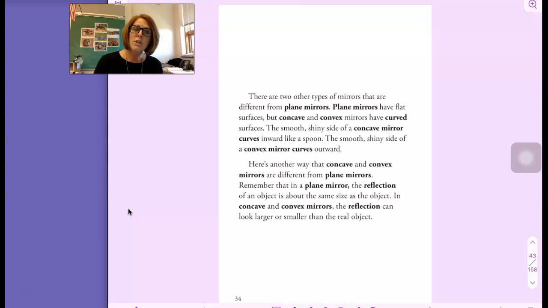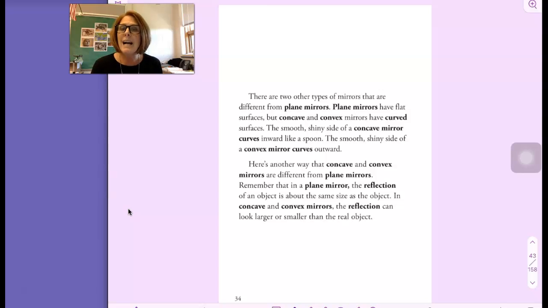All right, now on page 34 and 35, we're going to be listening again for what the main idea is and some details. There are two other types of mirrors that are different from plane mirrors. Plane mirrors have flat surfaces, but concave and convex mirrors have curved surfaces. The smooth, shiny side of a concave mirror curves inward like a spoon, so it would be like the inside of a C. The smooth, shiny side of a convex mirror curves outward, so that would be the outside part of it.